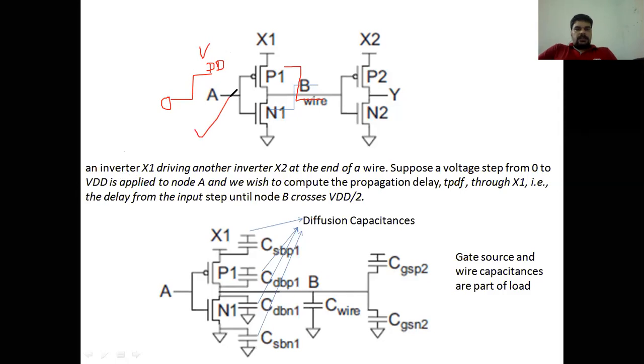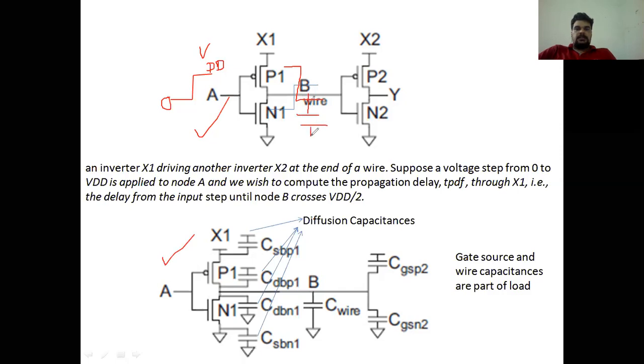For this circuit, we need to calculate the propagation delay. For calculation of propagation delay, we need to consider the capacitances. What are the capacitances that are involved here? These are the capacitances that are involved here. Starting from the very simple one, let's say this is wire.